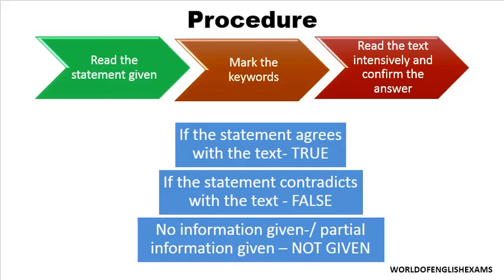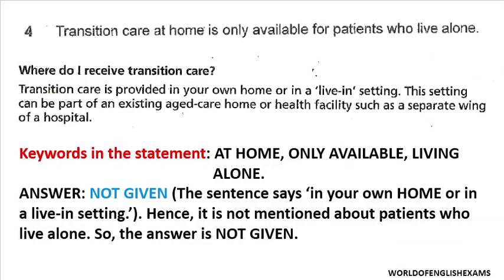I have clearly mentioned, if you look at the last instruction in blue, if no information is given or partial information is given, then we decide the answer as not given. So following that rubric, we now finalize this answer as not given. So it's not mentioned about patients who live alone. So I hope you have now understood the difference between what is false and what is not given. There is a lot of confusion among students. That's why I wanted to take time to clarify that.